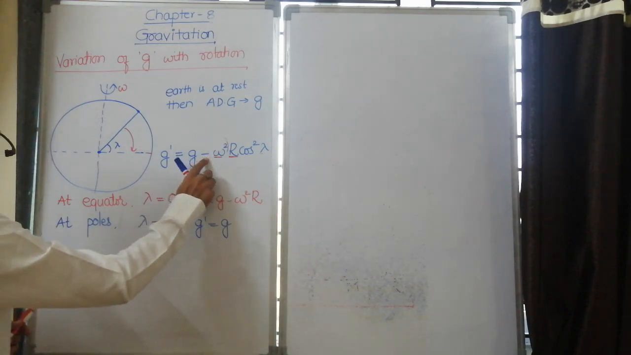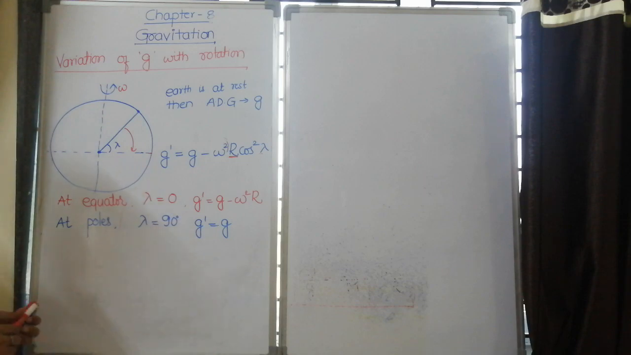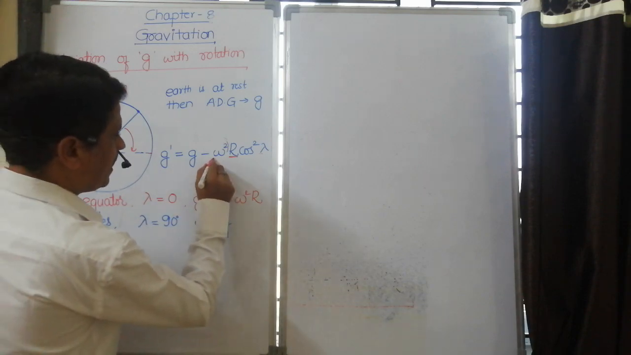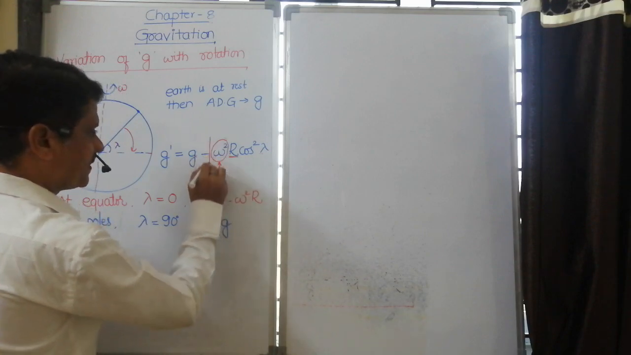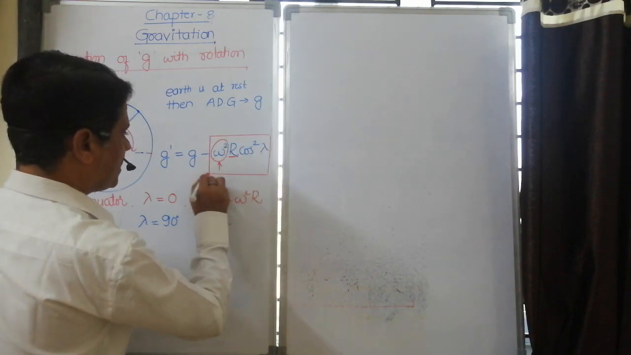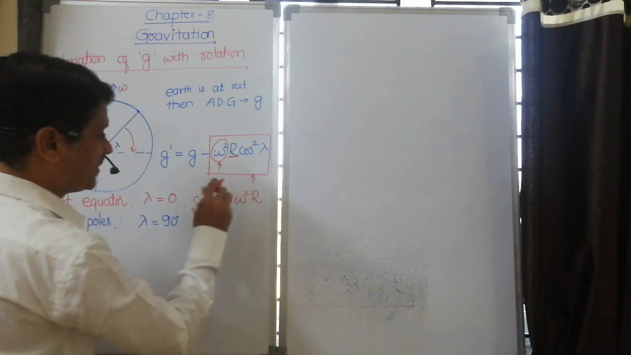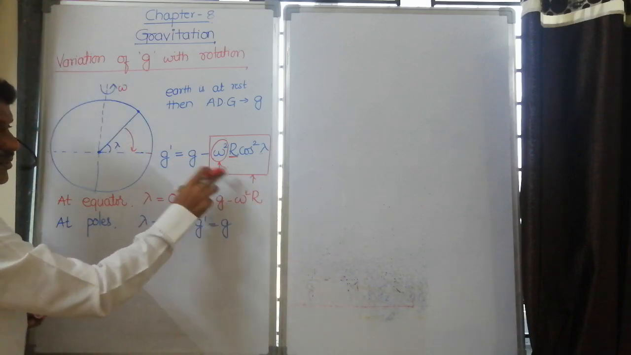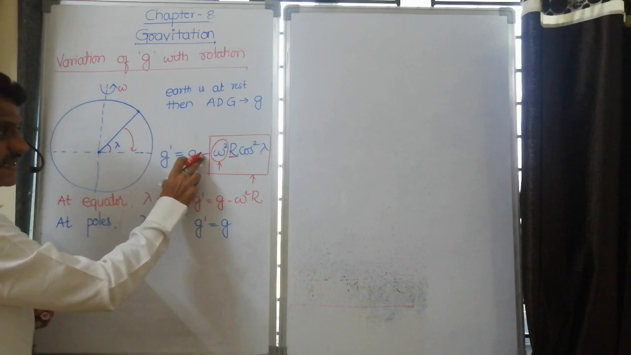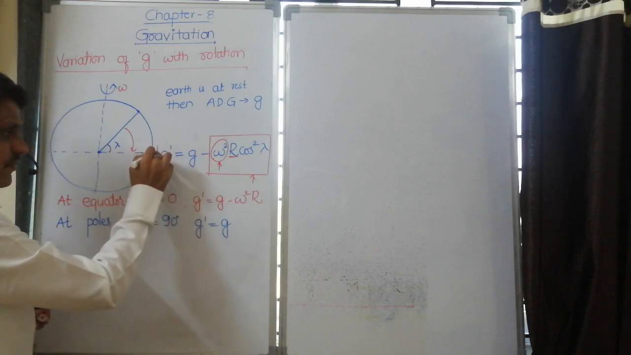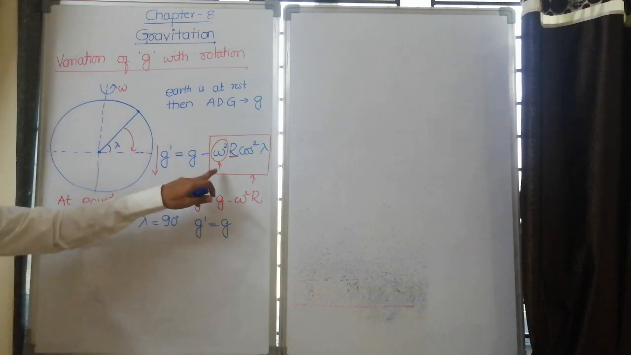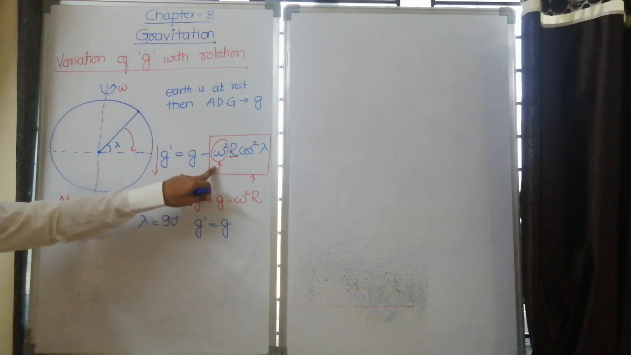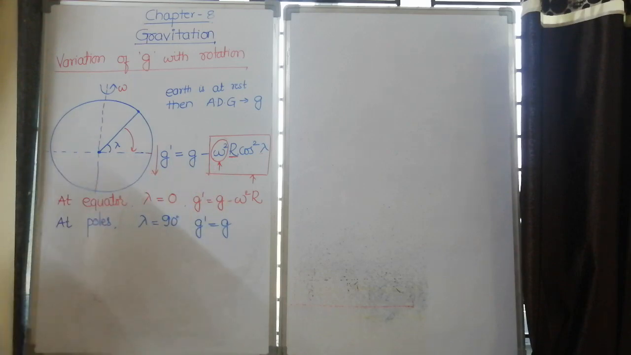Next, how it varies with omega. As omega increases, this term also increases. Since it is the subtractive term, as it increases, the value decreases. Hence, as omega increases, g dash decreases.